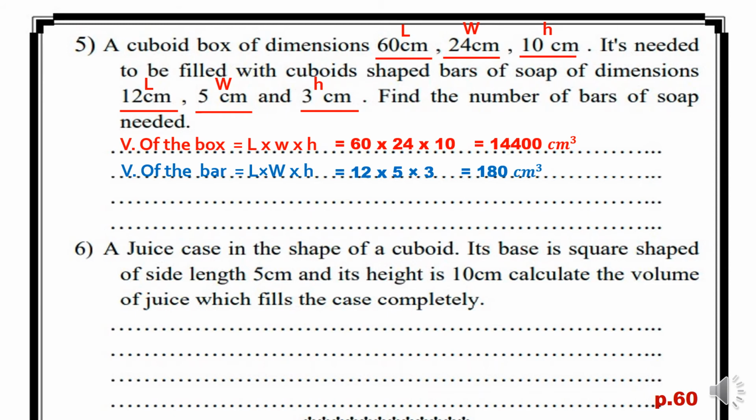What do I have to do? To get the number, I have to divide the big volume over the smaller volume. This is the rule. So the big volume here, of the box, is 14,400 over the small volume, the volume of the bars of soap, which is equal to 180 centimeter cube. So 14,400 over 180 equals 80 bars of soap.